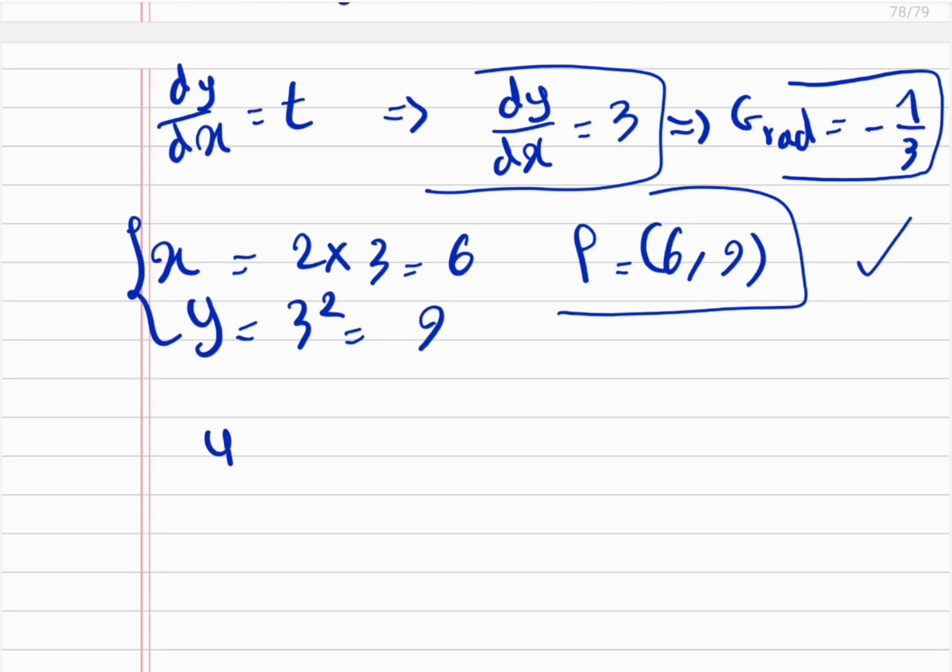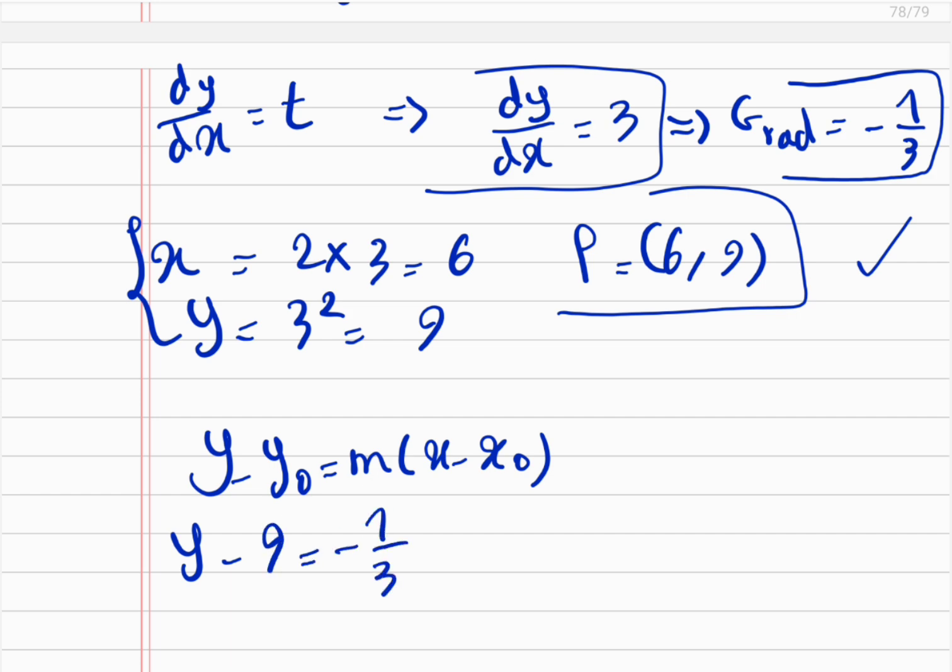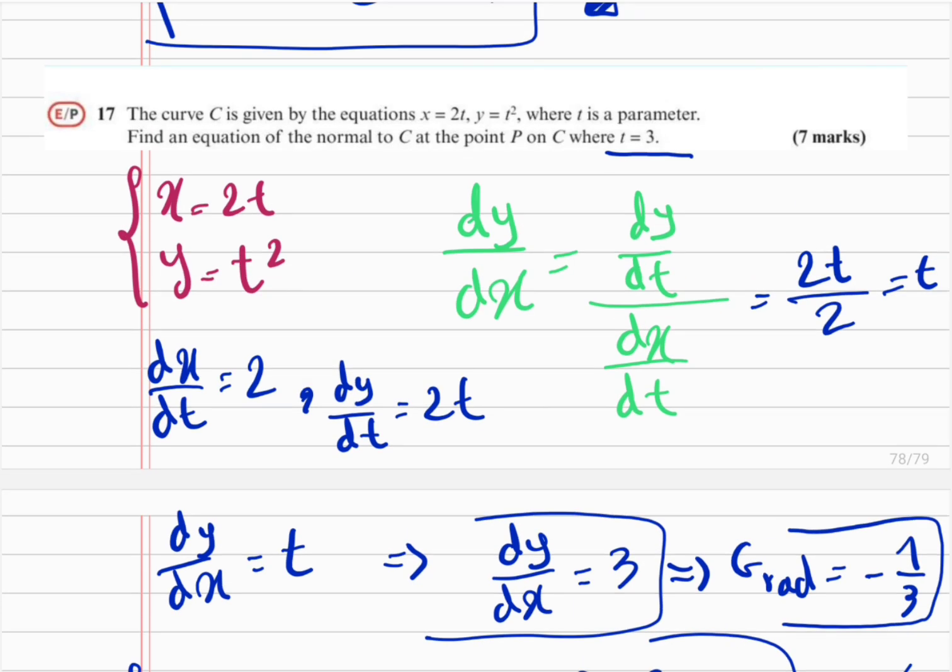So we just use the equation y minus y0 is equal to m times x minus x0 and substitute the values. y0 is the y coordinate of the point, which is 9. m is the gradient, which is -1/3. x0 is just the x coordinate, which is 6.